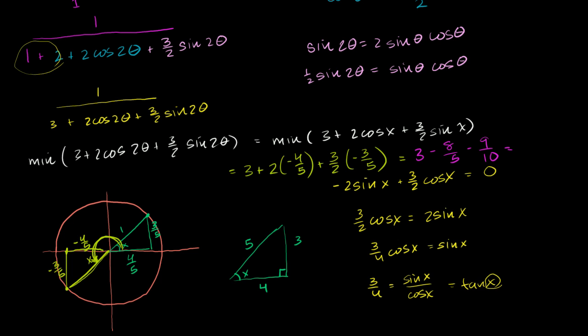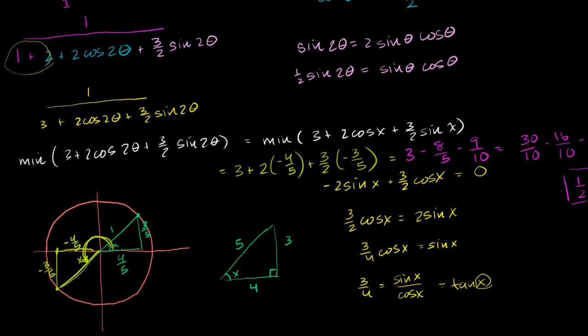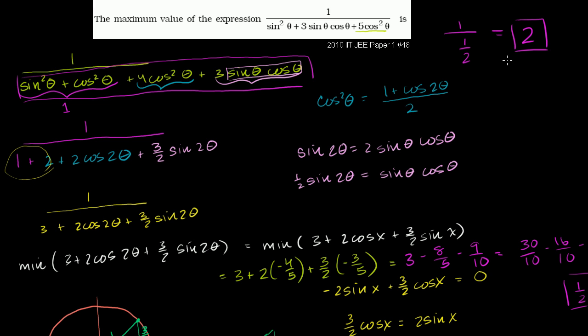And so this is going to be equal to, we could put everything over 10. 30 over 10 minus 16 over 10, right? That's 8/5, minus 9 over 10. And this gives us 5 over 10, or 1/2. So the minimum value for our denominator, everything we've been dealing with so far has been our denominator, the minimum value of all of this business over here is 1/2. So the maximum value that this whole expression takes is when the denominator is at its minimum, 1/2. So we get 1 over 1/2, which is equal to 2. And we're done.